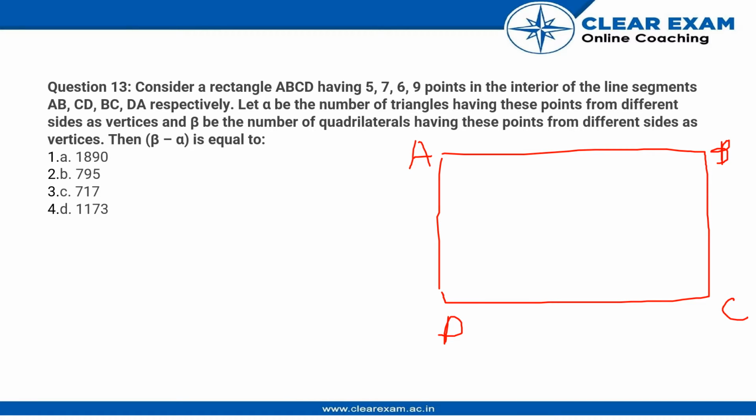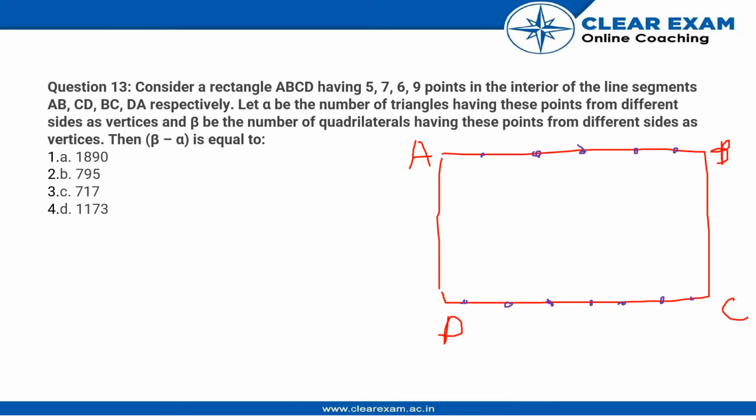And now we have 5, 7, 6, 9 points in the interior of the line segments. That is, 5 points over here. So let me use a different ink. I have 1 point between A and B, 2, 3, 4 and 5. Between C and D I have 7 points. So 1, 2, 3, 4, 5, 6 and 7. So these are the 7 points.